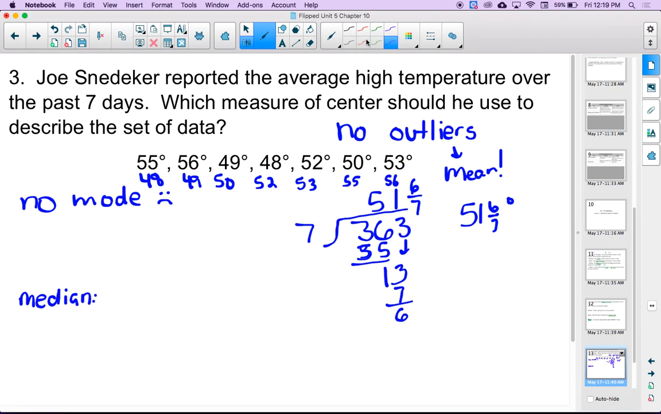So some students like to do this by crossing off the low and the high, low, high, low, high, low, high, and then we get our middle number, which is 52. So that would be how we'd find the median, just as a quick refresher. Remember, if there are 2 middle numbers, we add them together and divide by 2. So there was no mode, the median's 52, the mean is 51 6/7. We want to use the mean to describe this set of data because there are no outliers in the set.